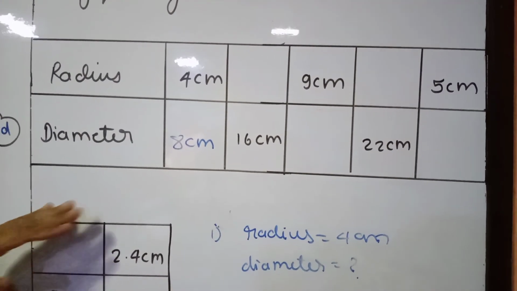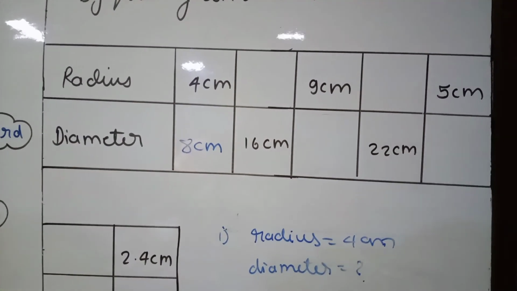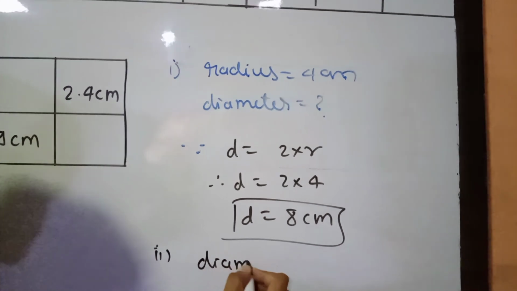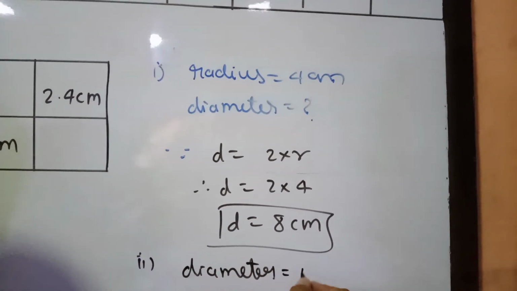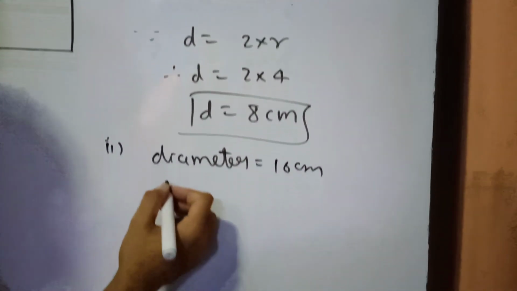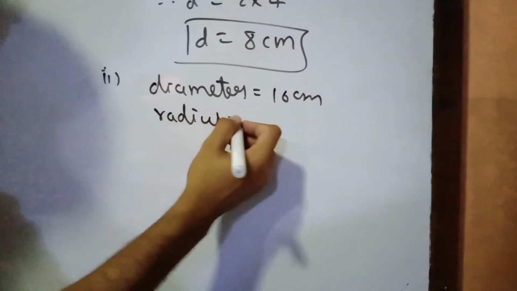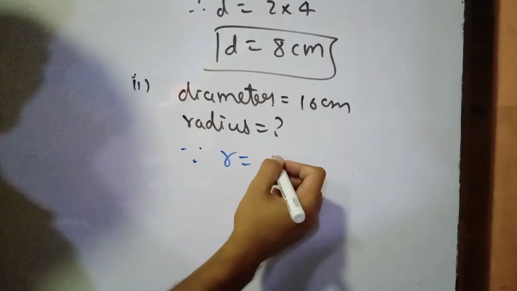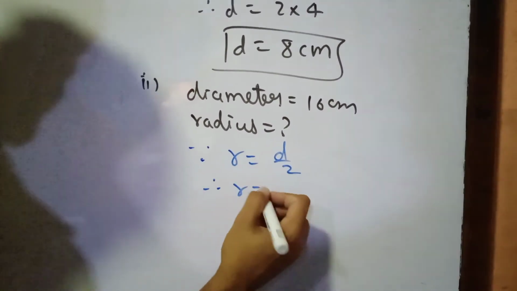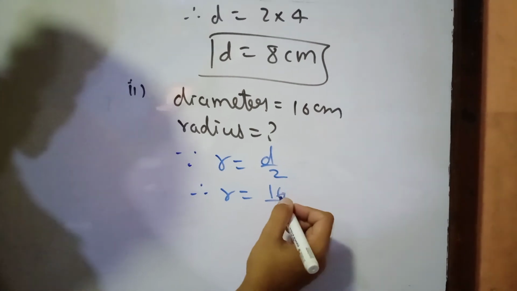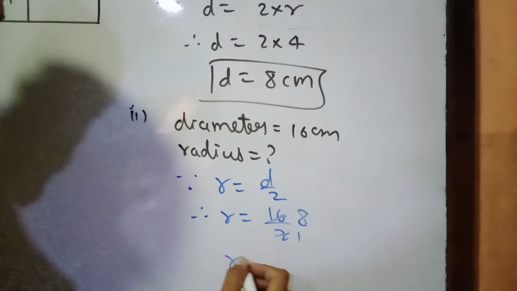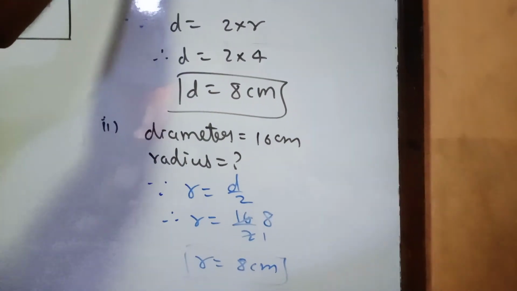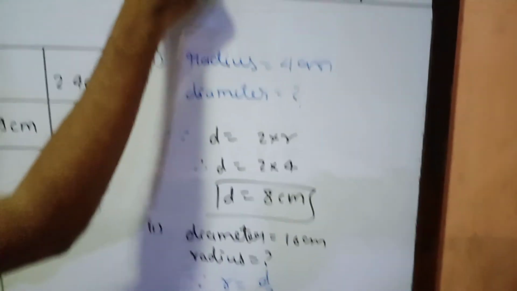Let's solve one more. The second one, here we have the diameter is equal to 16 centimeter. We want to find out the radius, R is equal to question mark. Because R is equal to D upon 2, therefore R is equal to 16 upon 2. 2 1 are 2, 2 8 are 16. R is equal to 8 centimeter. So here the radius will become 8 centimeter.